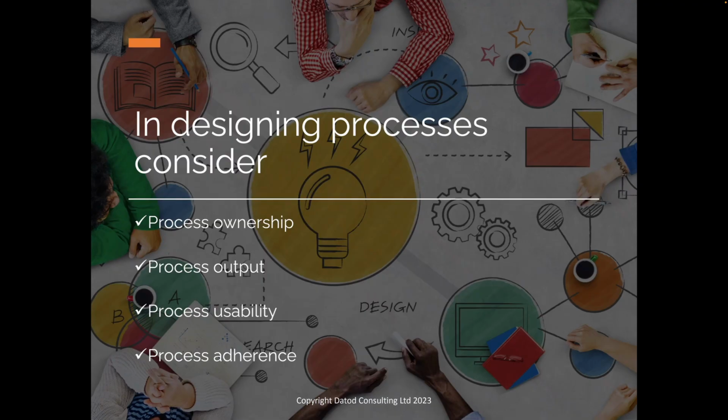So in designing processes, there are a number of aspects you need to consider. One of them is process ownership, then process output, process usability, and the final concept, process adherence, and we'll cover these each in turn.